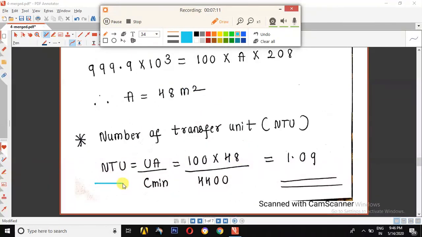Number of transfer units equal to UA by Cmin. U is known to us, 100 watt per meter square Kelvin. Area is 48 meter square. Cmin is 4400. Therefore, NTU is equal to 1.09.